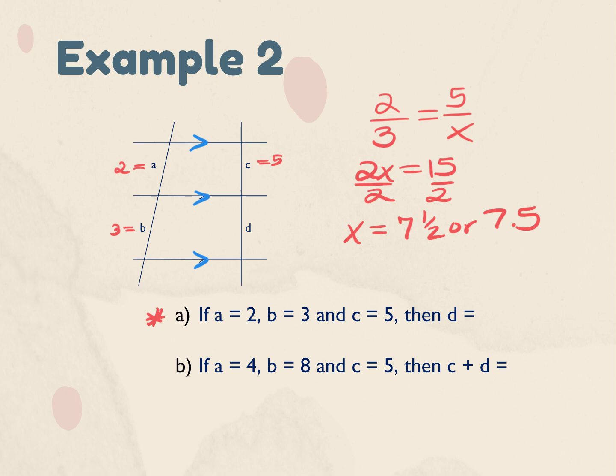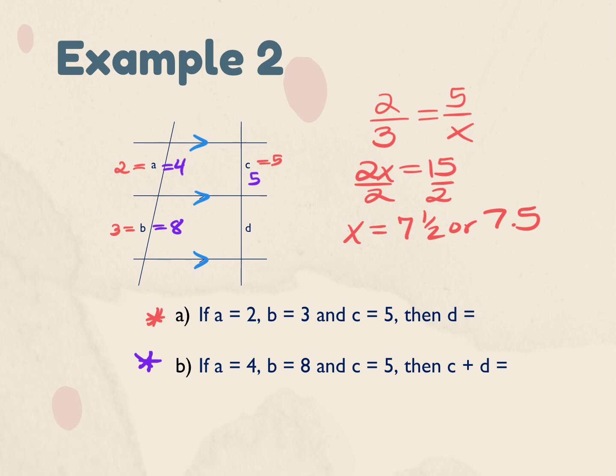For the next one, I'll go ahead and do this one in purple. Again, I'm not going to erase the red, I'll leave it there. I'm just going to rename A, B, C, and D here. A is 4 now, B is 8, C is still 5, and I want to find this time C plus D. But what I'm going to do is solve this the exact same way, and I can find D and then just go back and add it.